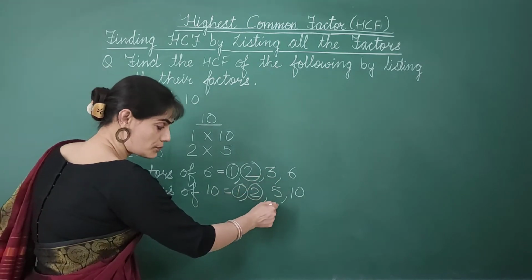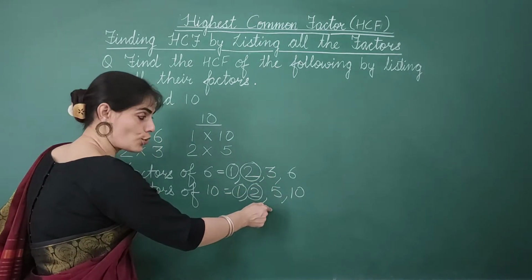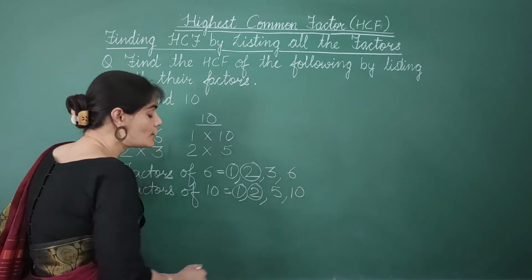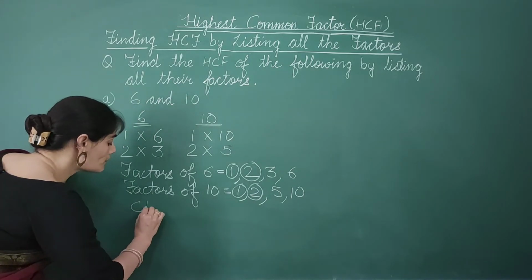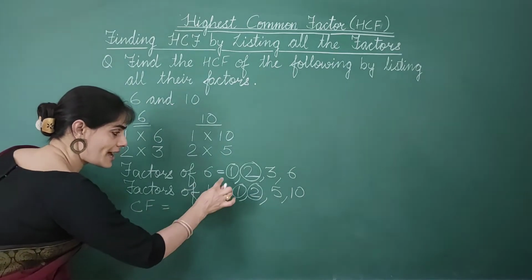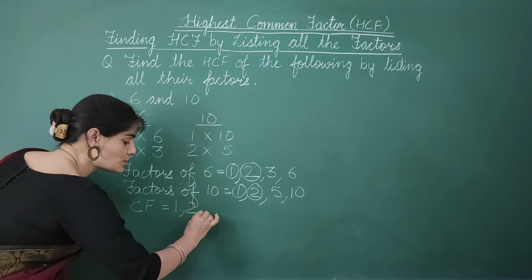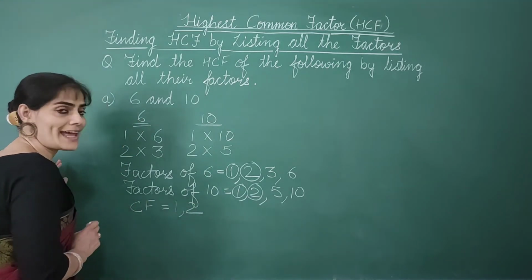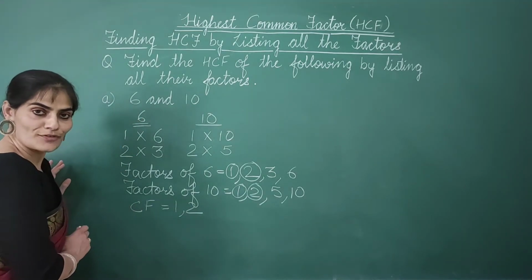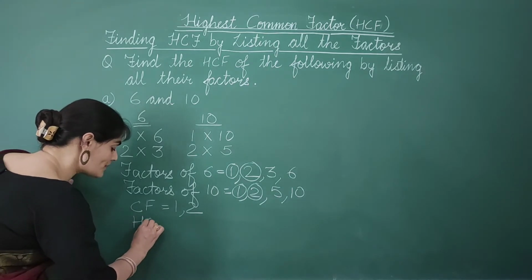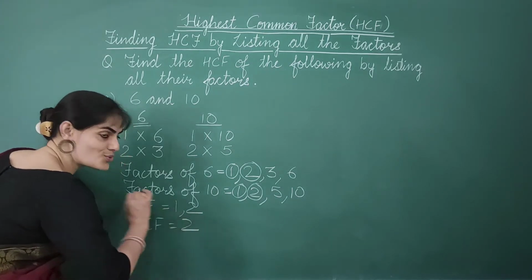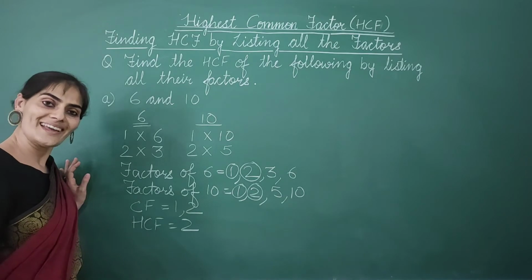Now 3, is it present in both the numbers? No. 6? No. So that means the common factors of 6 and 10 are 1 and 2. So just select the highest common factor, and the highest common factor is 2 here. So 2 is our answer.